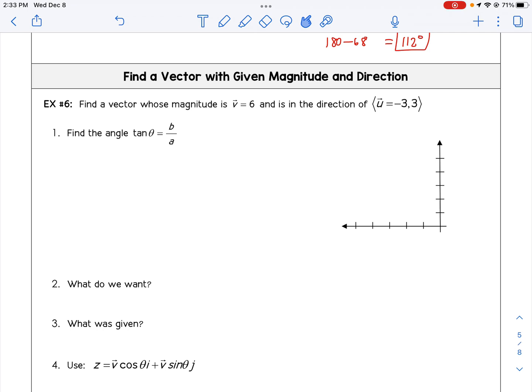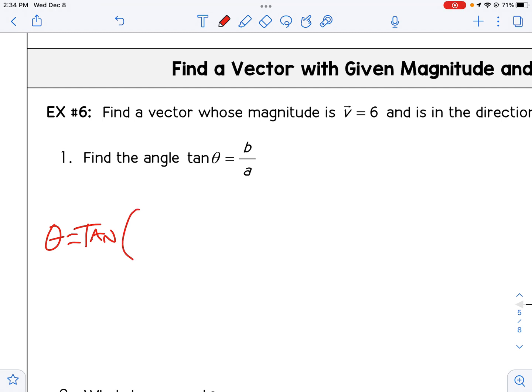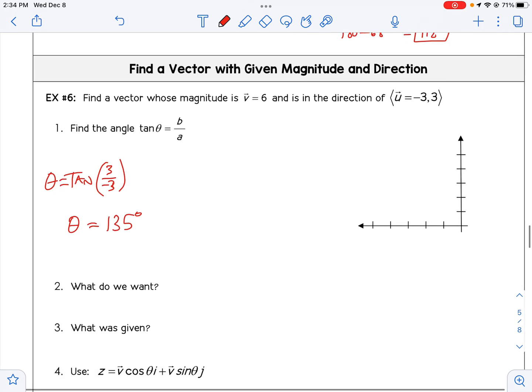All right, so find a vector whose magnitude is 6 and is in the direction of negative 3, comma 3. So first here, what we want to do is determine what that direction is. So I would have inverse tangent here. So theta is going to be the inverse tangent of 3 over negative 3. So I'm going to get 135 degrees for that. And I would like the vector to have a magnitude of 6, and it's going in that direction.